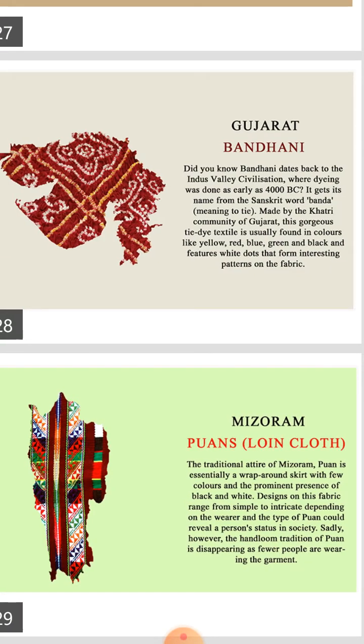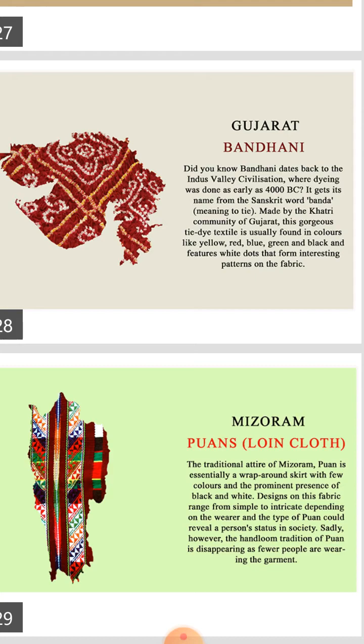In Gujarat, did you know that Bandhni dates back to the Indus Valley civilization where dyeing was done as early as 4000 BC? It gets its name from the Sanskrit word banda, meaning to tie, and is made by the Khatri community of Gujarat. This gorgeous tie-dye textile is found in colors like yellow, red, blue, green and black, and features white dots that form interesting patterns on the fabric.